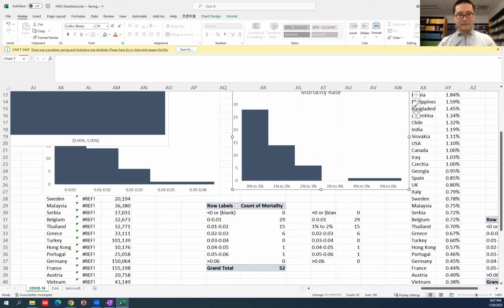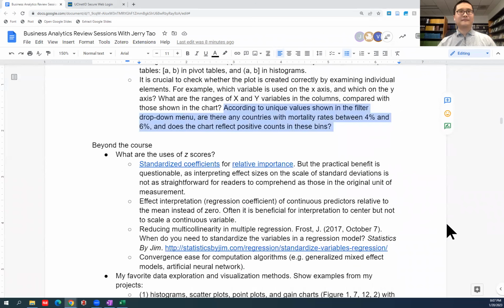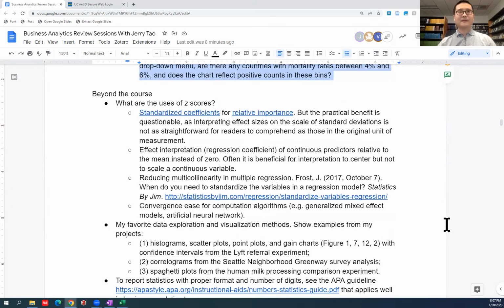Are there any questions regarding building charts in Excel? Wonderful. If not, it'd be great.